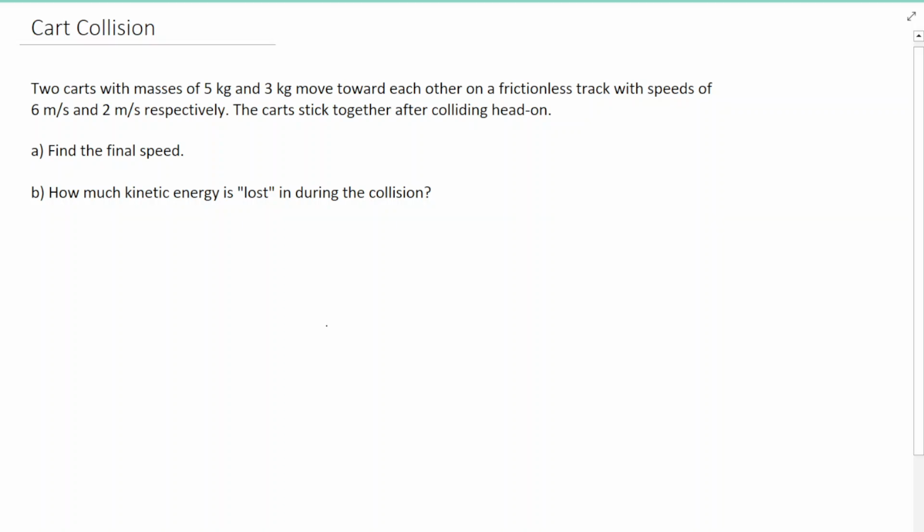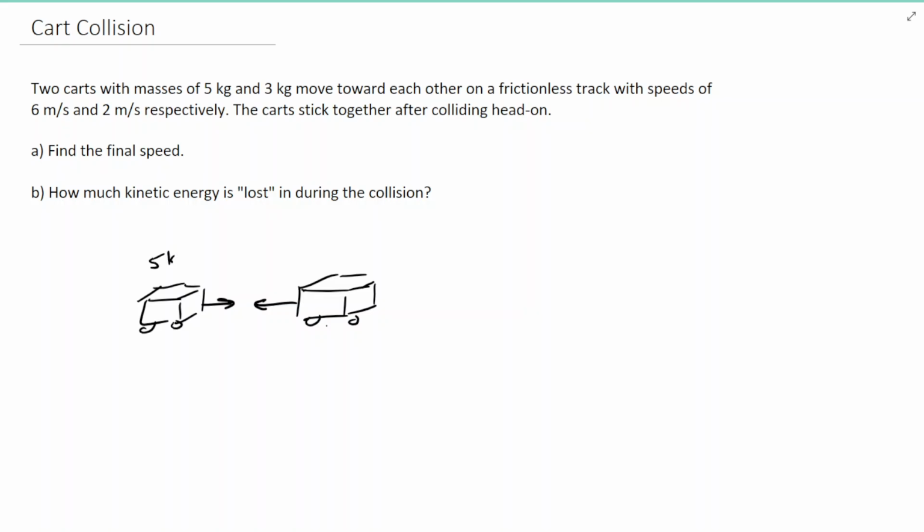So if we have two carts, let's have one cart right here. All right, it's moving. Here's the other cart before the collision. Draw my little three-dimensional cart. All right, and one's going this way, one's going that way. So we have a head-on collision. Let's say this is the 5 kilogram cart, and this is the 3 kilogram cart.